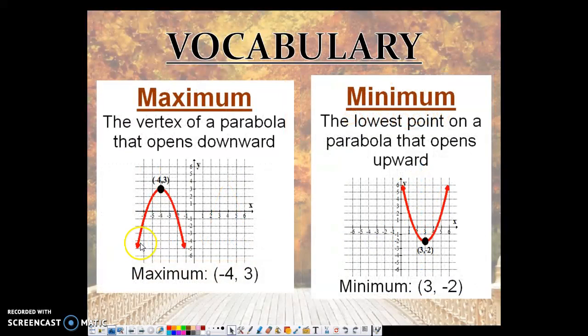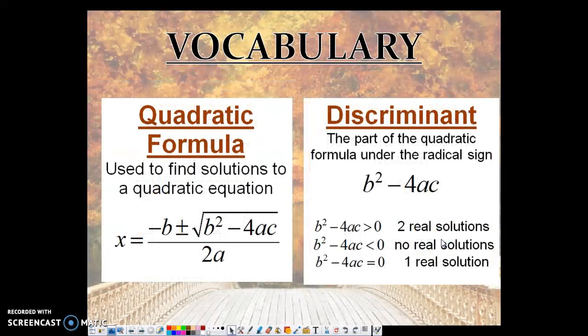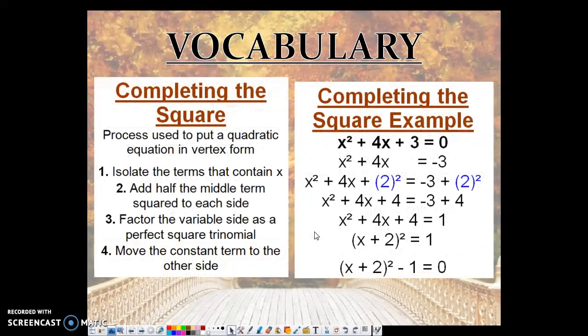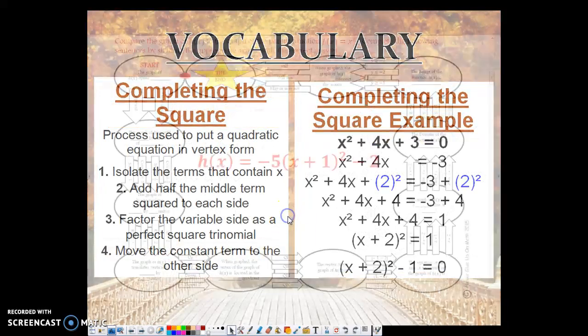A maximum is when it's like a mountain. It has a maximum, a very highest point. A minimum is like a hole in the ground. It has a very lowest point, okay? We don't need the quadratic formula or the discriminant today. Standard form, y equals ax squared plus bx plus c. Vertex form, y equals a(x minus h) squared plus k. This is mainly what we're looking at today. Okay, we don't need completing the square today.